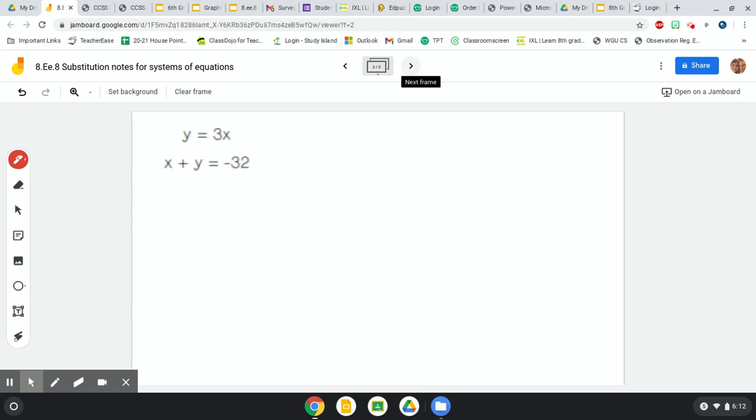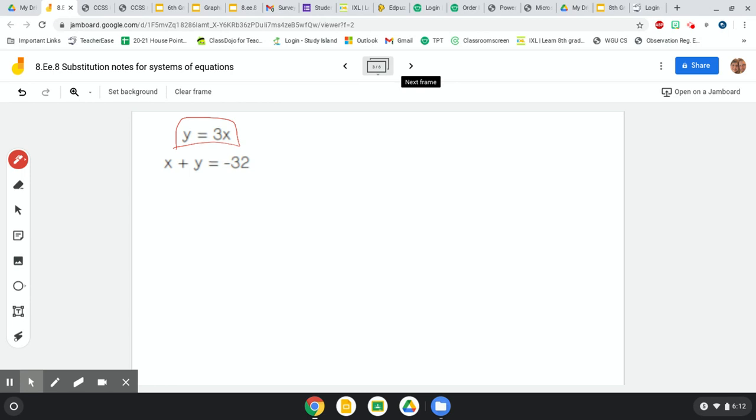So step 1, going back to that first slide of notes. Step 1 is to solve one of the equations for y equals or x equals, if necessary. Okay, so I'm just checking. And I'm looking at this first equation, and it already says y equals 3x, and y is by itself on one side of the equal sign. So that first step, I don't have to really solve anything. It's already there for me.